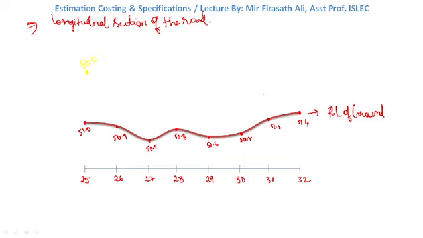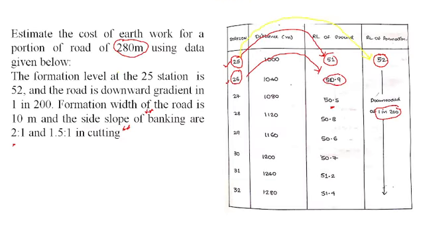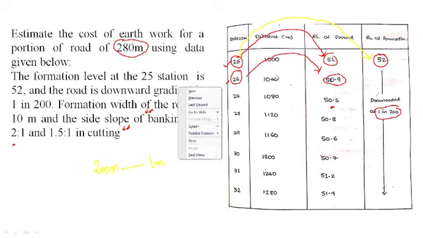52.0. Now, as this goes in a downward gradient, in 1 in 200. So what we need to do? Downward gradient in 200, what does it mean? For 200 meters, there is a dip of 1 meter. So now look over here, each chainage is how much? Between 25 to 40, the distance is how much? This distance is 40 meters. This distance is 40 meters, and it goes on so.